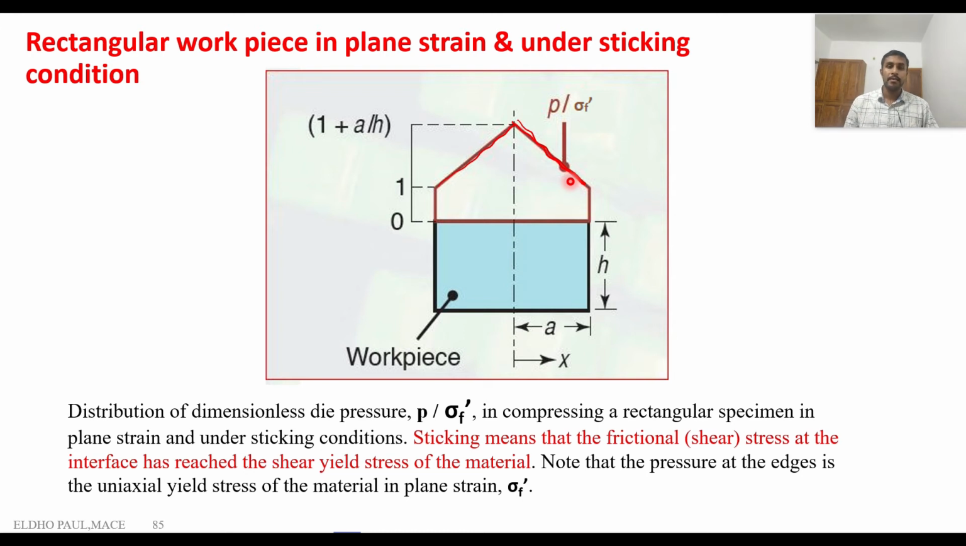That is the distribution. Here also we divide by sigma dash F for converting into a dimensionless form. So that is about the sticking condition, and this is the distribution. We can see a similar friction hill in the sticking condition also.